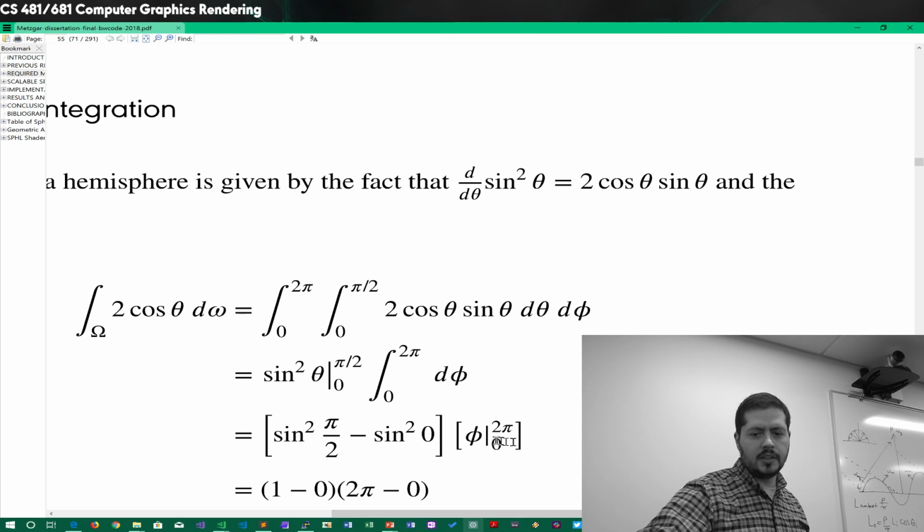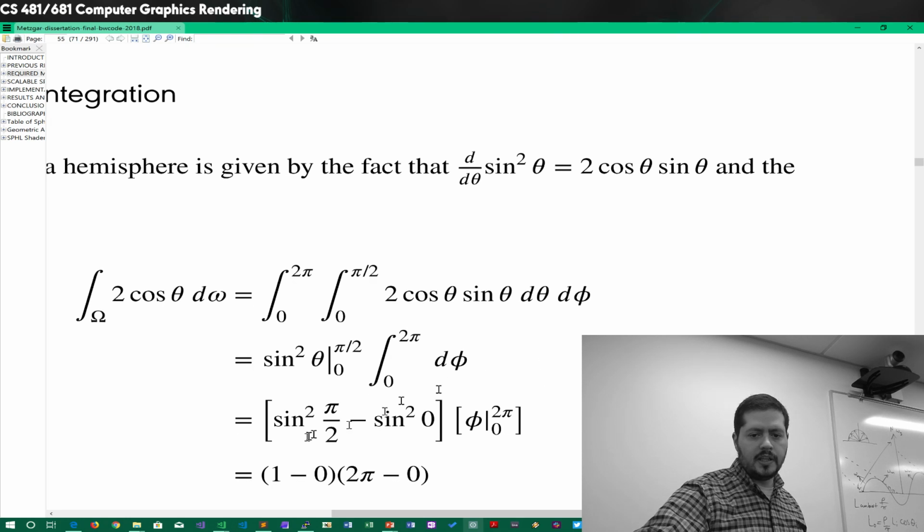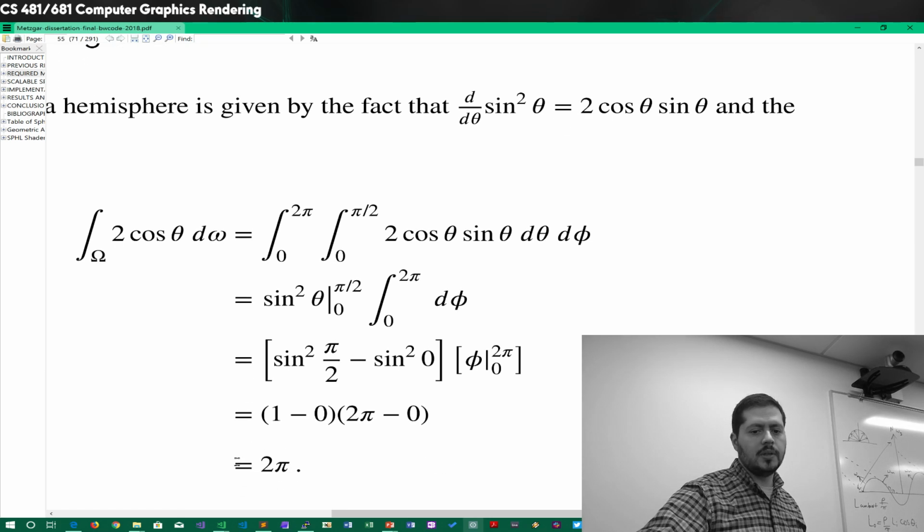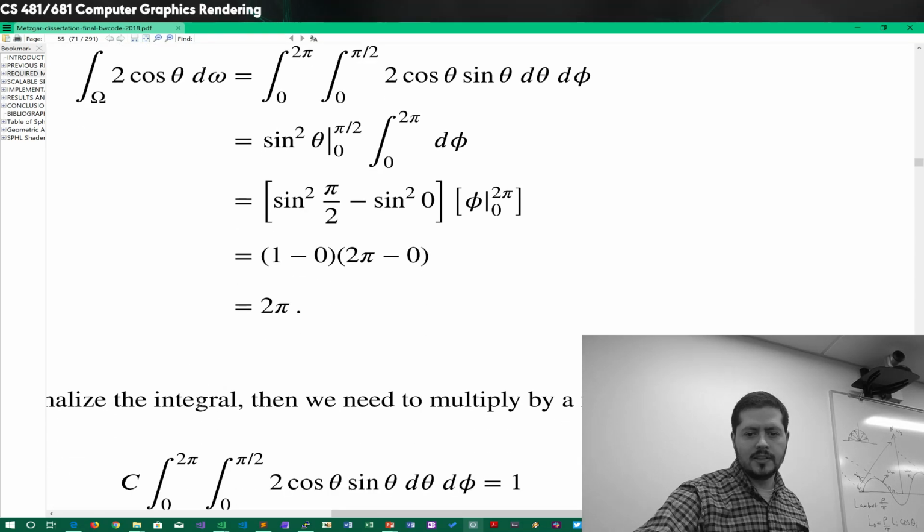Okay, so that's going to be pretty easy. We end up getting sine squared of pi over 2 minus sine squared of 0. So that's 1. And we get 2 pi minus 0. So that gives us 2 pi. Okay, fair enough. That's what we were thinking it was.